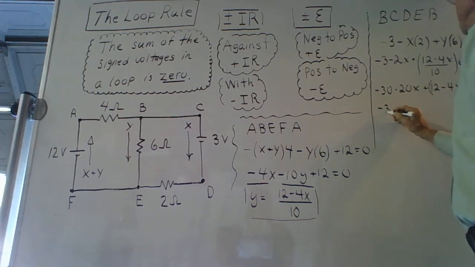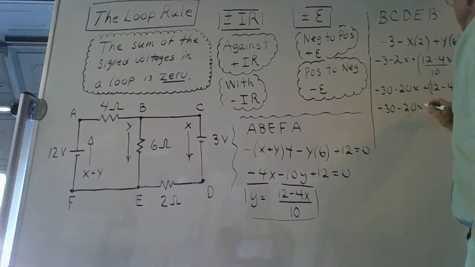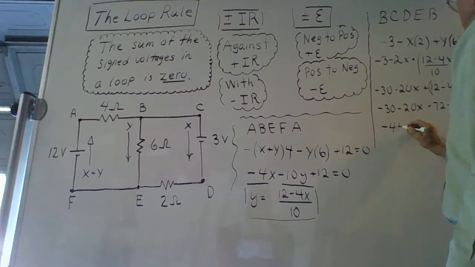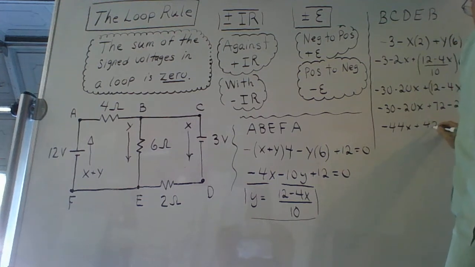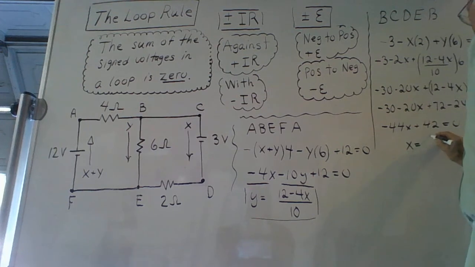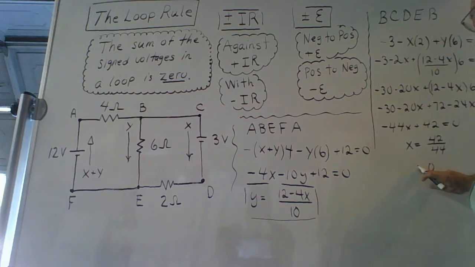This is negative 30, negative 20x, plus 72, minus 24x, still equals 0. We have a negative 40x, negative 44x, plus 42 equals 0. X is equal to 42 divided by 44, and that's 0.95 amperes. If you then take this value for x and put it here, this is what you'll get: 0.82 amperes.